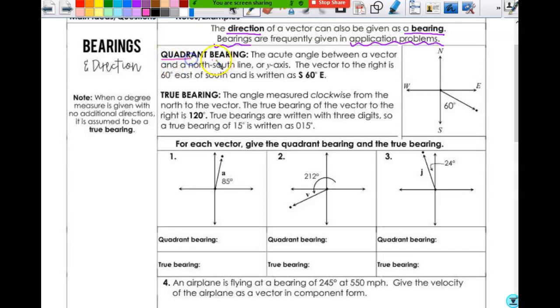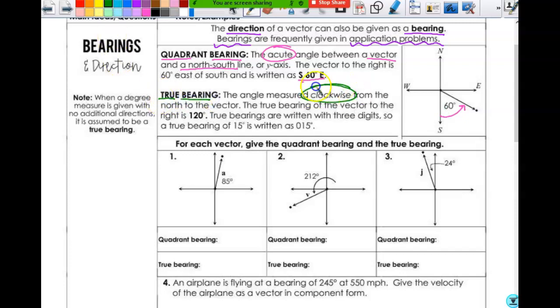We've got quadrant bearing. That's the acute angle, always acute, between a vector and a north-south line. And so this vector right here is south 60 degrees east. That means we go south and we swing 60 degrees east. So that's 60 degrees right there. So you either go north or south and then you go east or west. Again, review.